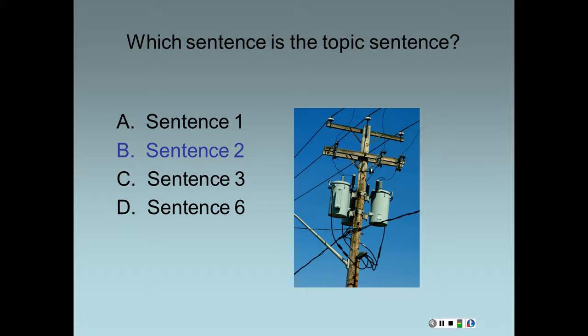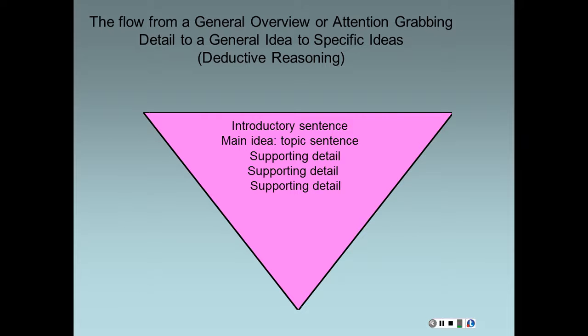The flow of ideas in this paragraph is also deductive, as it moves from general ideas, the introduction and topic sentence, to specific ideas, supporting details. Human interest stories and editorials in magazines and newspapers often rely on this flow of ideas. The following diagram shows this flow of ideas from general to specific.